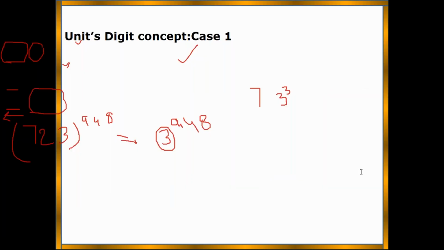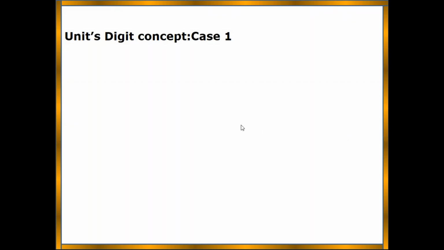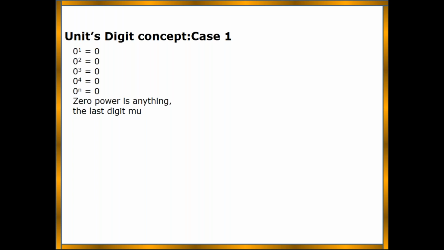So for example, what is the value of 0 power 1? 0. 0 power 2? 0. 0 power 3? 0. If you observe properly, whatever the power of 0 is, 1, 2, 3, 4, the answer is 0. The last digit should be 0. That may be 120 power anything, 220 power anything, 340 power anything, 1000 power anything. The last digit should be 0 only.